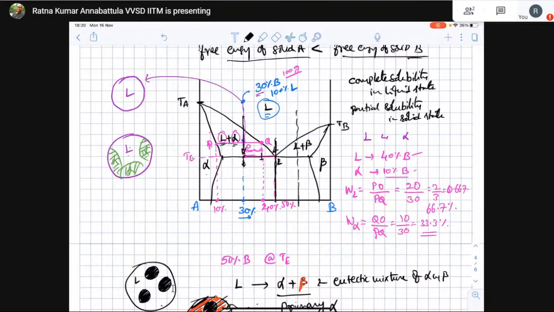Okay. Any other questions? Did I miss any of the questions? Lever rule I have explained. Mayank Mishra. Okay.